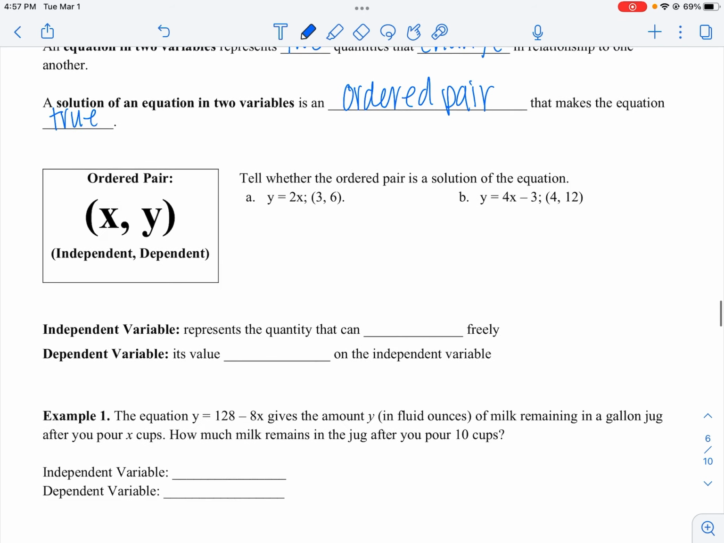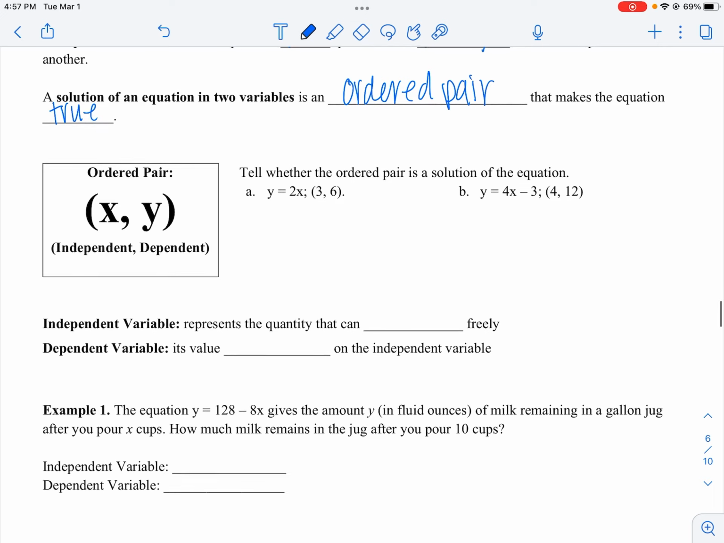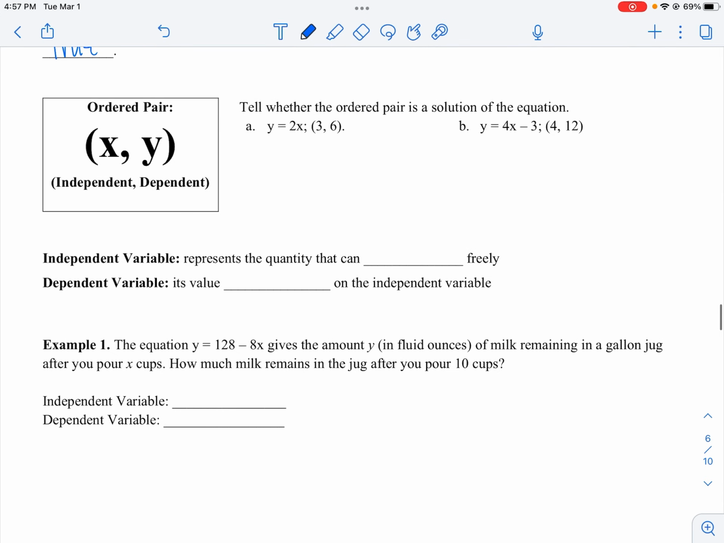Okay, so on this first section, it says tell whether the ordered pair is a solution of the equation. So we have y equals 2x. And we also have an ordered pair right here. Okay? I want you to remember that the first number is always x and the second number is always y. Okay? So all we do is we're going to plug our ordered pairs into our equation to see if it is true. Okay? So what is our y?